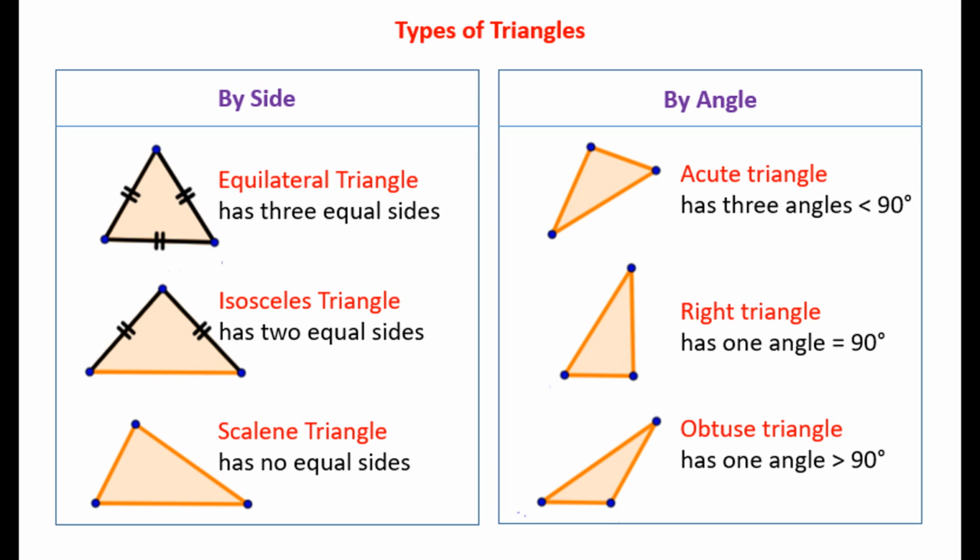So again, for a quick review on angles and triangles. An equilateral triangle has 3 equal sides. An isosceles triangle has 2 equal sides. A scalene triangle has no equal sides. Then by angle, an acute triangle has 3 angles that are less than 90 degrees. A right triangle has 1 angle that equals 90 degrees. And an obtuse triangle has 1 angle that is greater than 90 degrees.